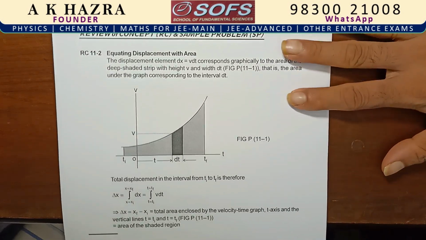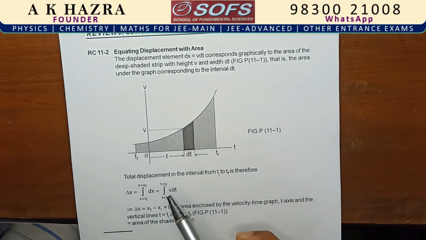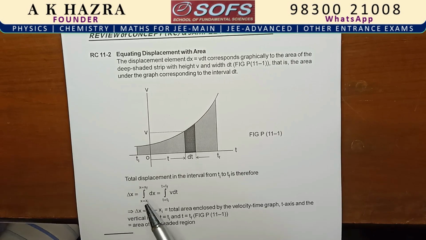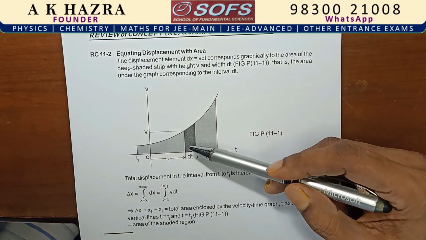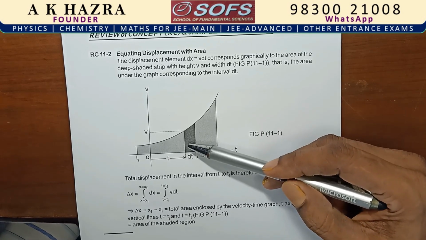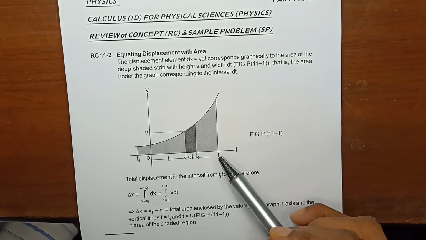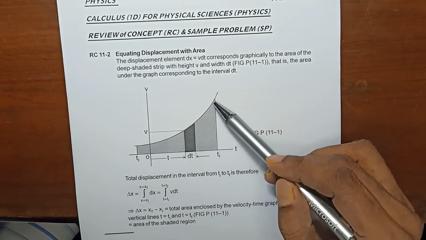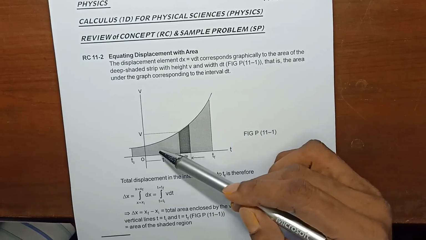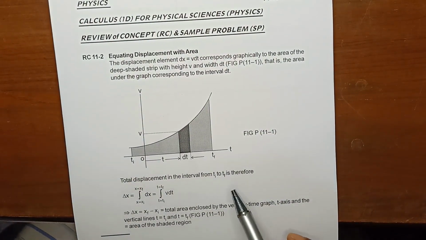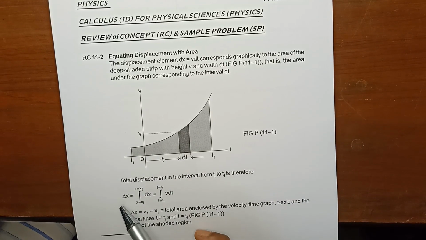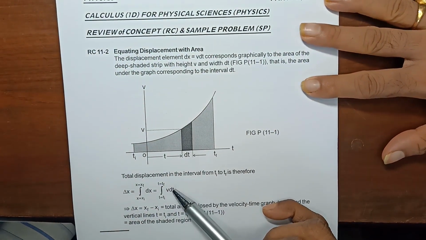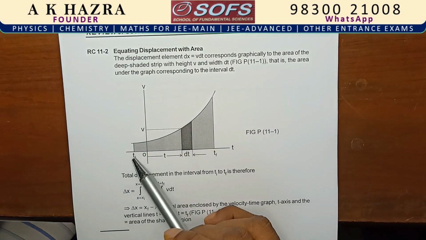So what is the total displacement from the interval t equals ti to t equals tf? That is equal to delta x, our notation, equal to the integration of v dt, that is called displacement, from t equals ti to t equals tf. This deep shaded strip will move from ti to tf, thereby making this completely shaded zone, and we will see what the area of this zone will be. So total displacement of the particle from the time interval ti to tf is delta x, equal to the integration of dx from xi to xf, and dx is v dt from t equals ti to t equals tf.